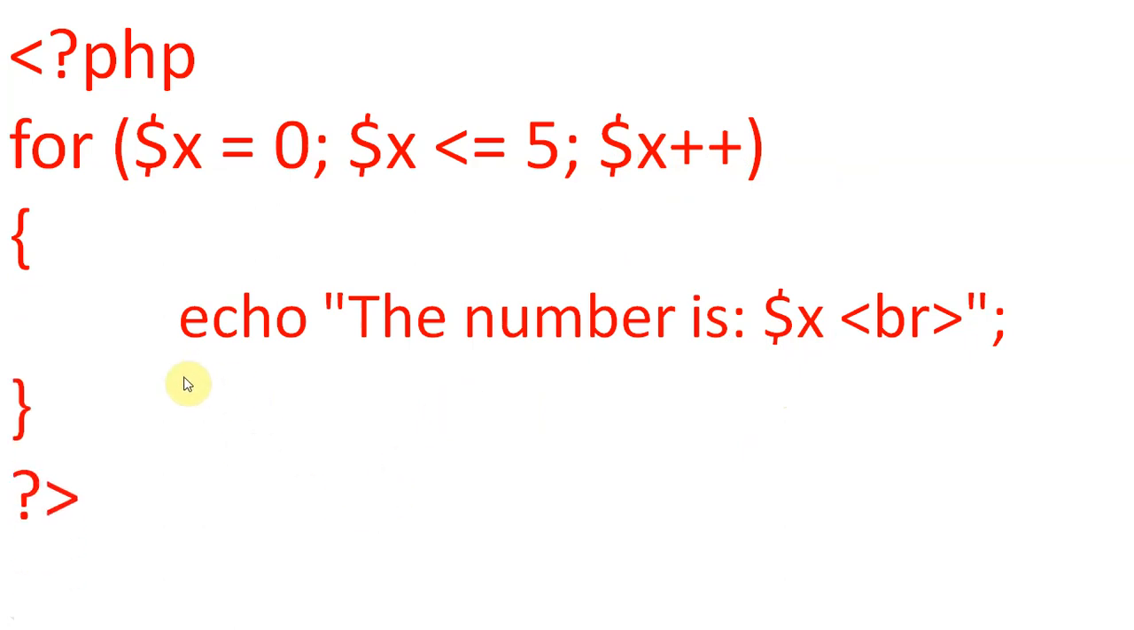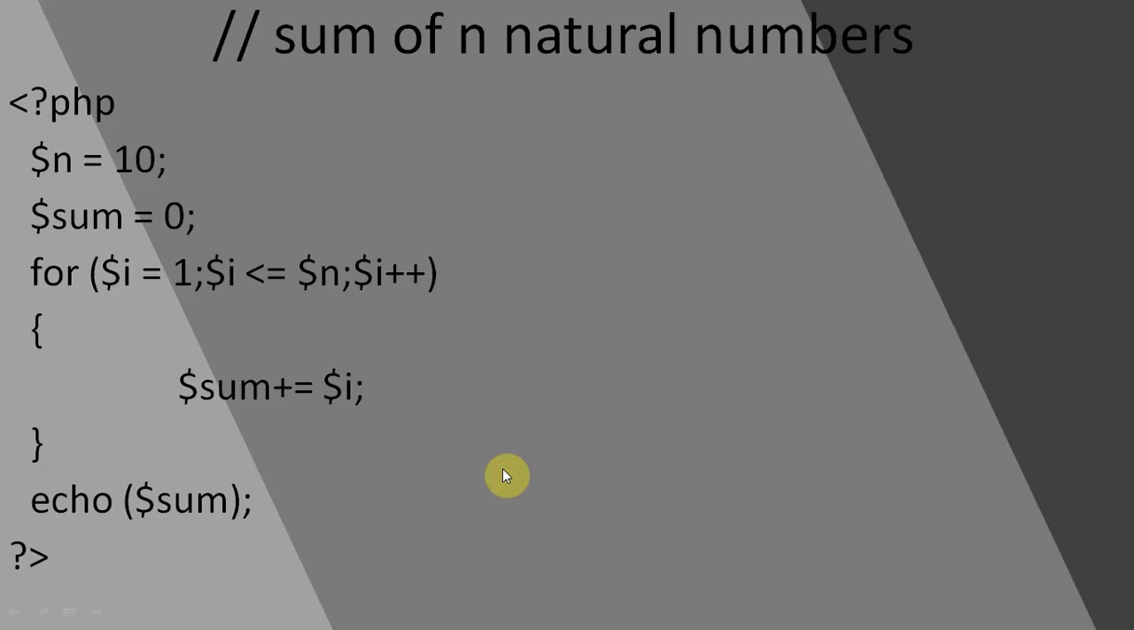In the same program written again, we will not write x plus plus separately, since the increment operator is used here. So the initialization, condition, and increment, everything is written inside the for loop. So this is the for loop program, and this is another program of the for loop.